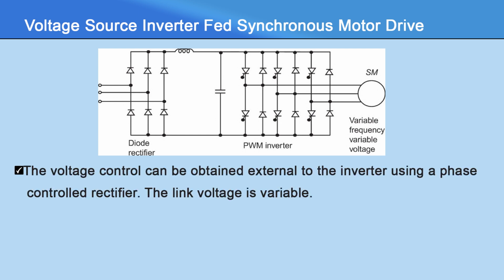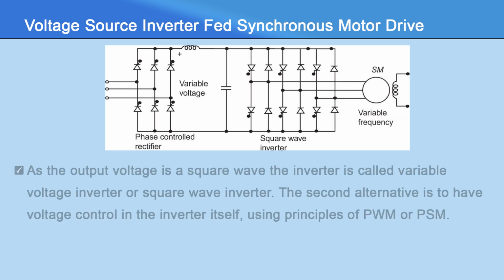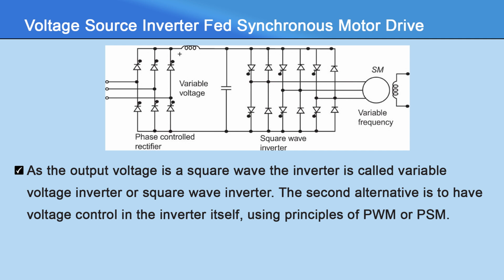The voltage control can be obtained external to the inverter using a phase controlled rectifier. The link voltage is variable. This has the disadvantage that commutation is very difficult at very low speed. As the output wave is a square wave, the inverter is called a variable voltage inverter or square wave inverter.